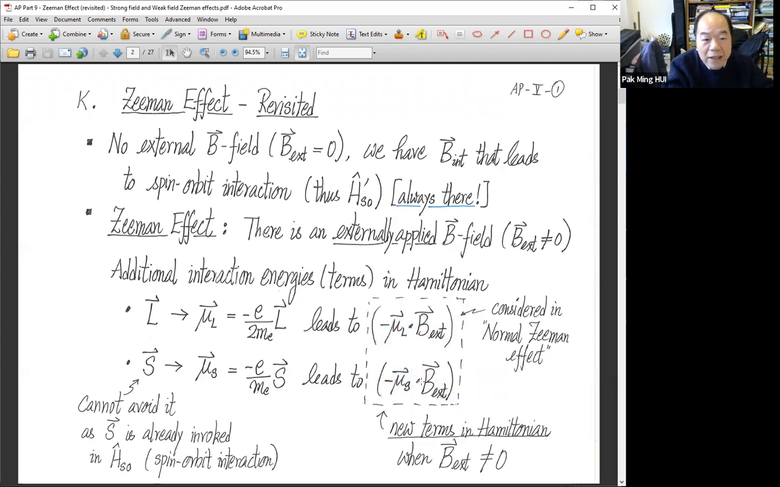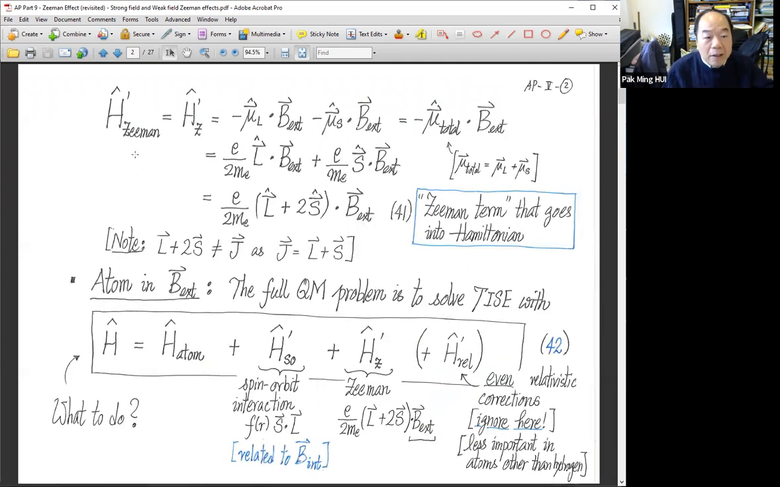So let's write it out. The Zeeman term related to the external field has two contributions: orbital and spin magnetic dipole moment. Each term we know how to write down: minus mu_L dot B minus mu_S dot B. Again, different by a factor of 2 because g is 1 and g is 2.